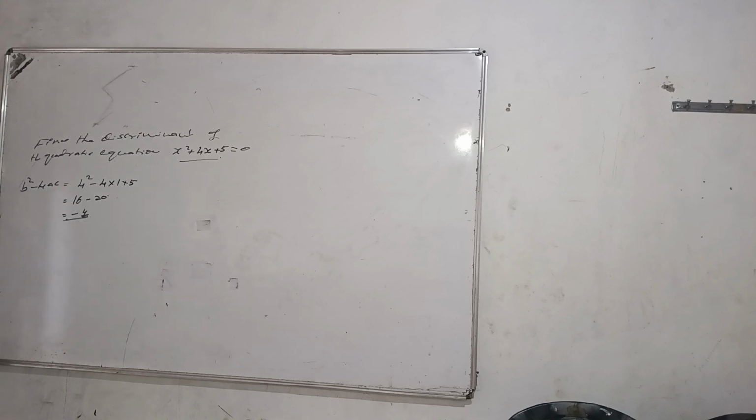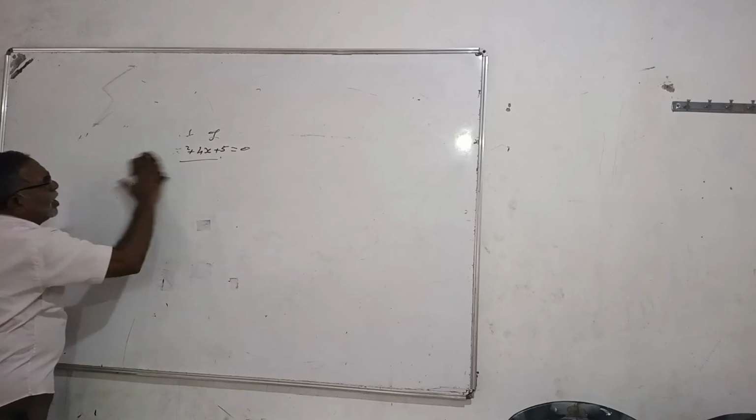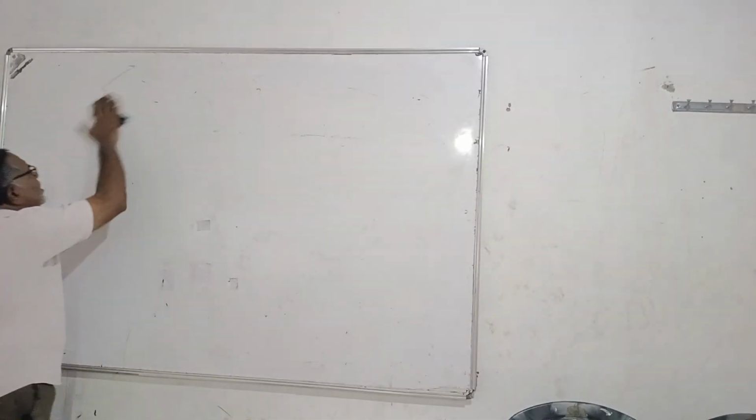So if you want to find out the nature of roots, first find out b square minus 4ac, it is the discriminant, and then you can easily write the nature of the solution.